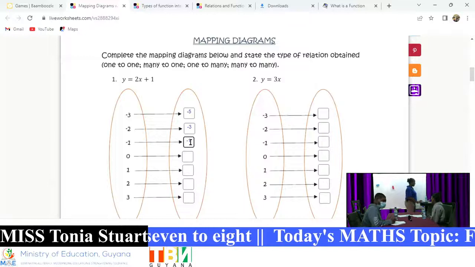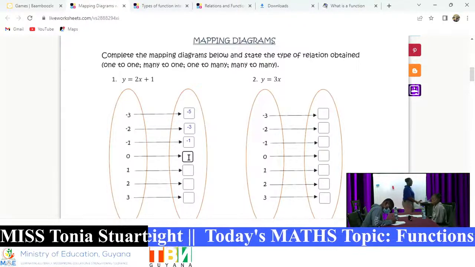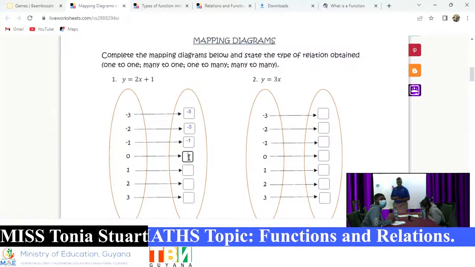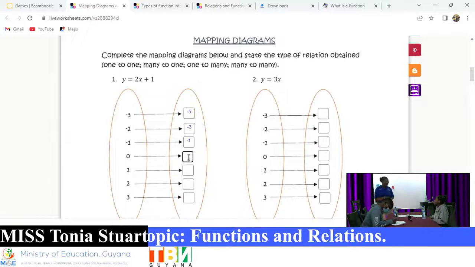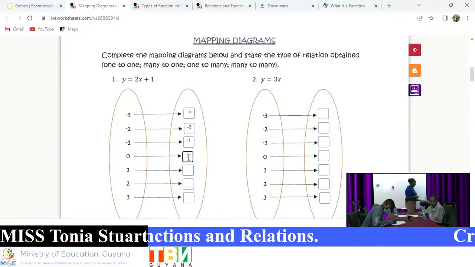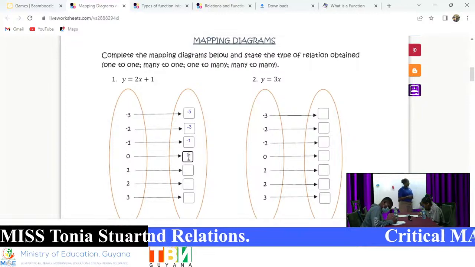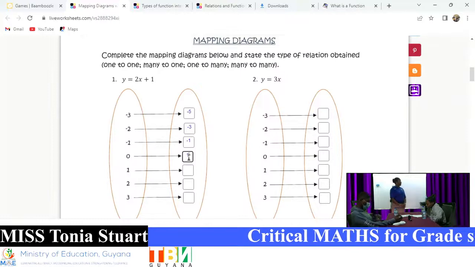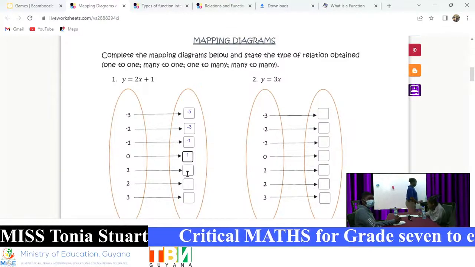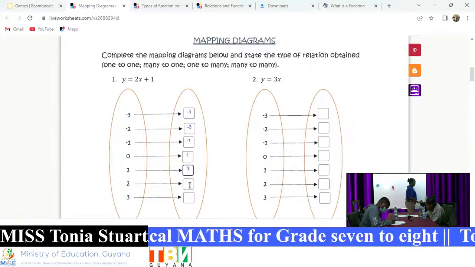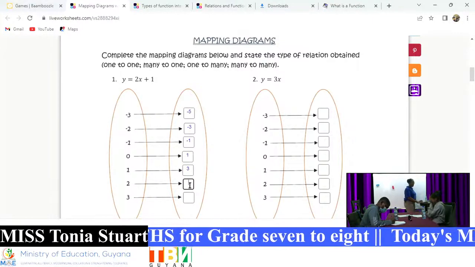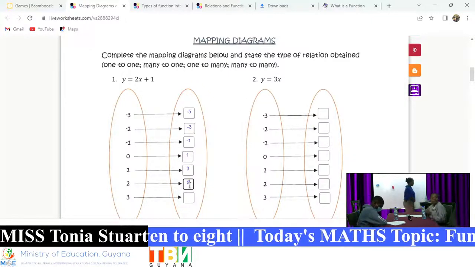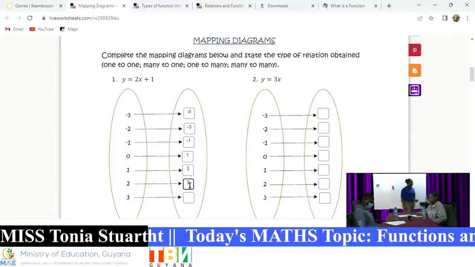So Shamar, go on to 1. Aliyah, do 0: 2 by 0 plus 1 is 1. Okay. So Shamar, you're 1. Aliyah, you're 2. And 3. Positive 3. Yes. Aliyah? Positive 5. Sure? 2 times 2 is 4, plus 1. Okay. Shamar? Positive 7.